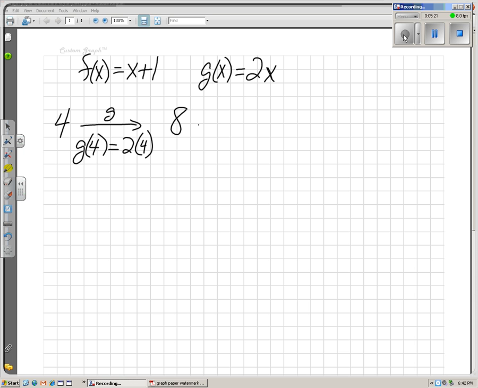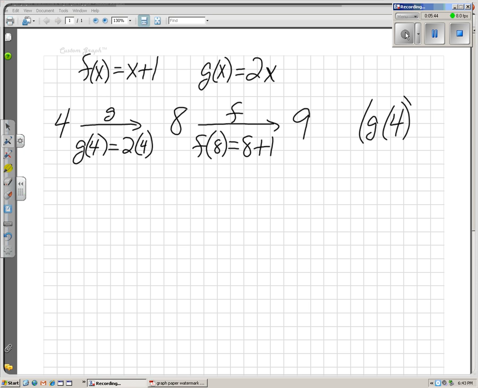Now I take that 8 and run it through the f function. Well, my f function says f of 8 would be 8 plus 1, because I take out the x and put in my 8, which produces 9. All right, and how do we write it? Remember what we started with. We started with 4. What did we run it through first? We ran it through the g function first, and then we ran it through the f function, and we got 9. So f of g of 4 is 9.